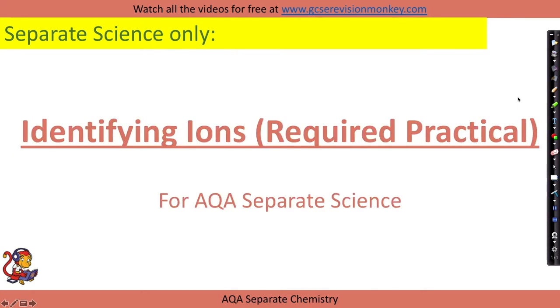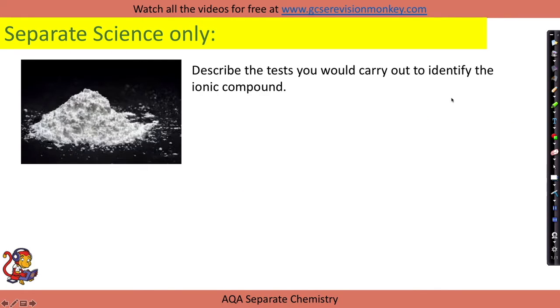Identifying ions required practical for separate science only. In this required practical, there are lots of different tests to remember for different ions. So why would we need to test for ions? Well, if we had this unknown compound here, we would be able to do a variety of tests to identify exactly what that compound was made of. So this is the type of question you might be asked. Describe the test you would carry out to identify the ionic compound.